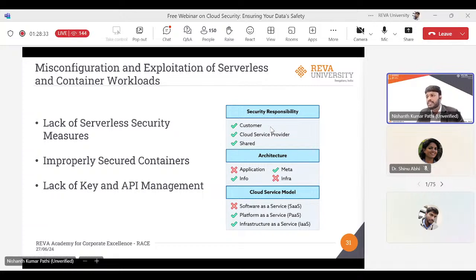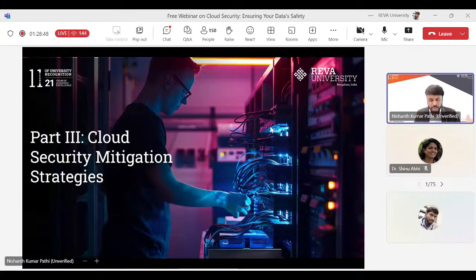Before I jump into a different part, how do you secure? So till now we were discussing the threats. Now we will take a minute of pause. Let me quickly have some water and then continue discussing our mitigation techniques. So how do you mitigate all of these common threats? Give me 30 seconds and then we can resume.